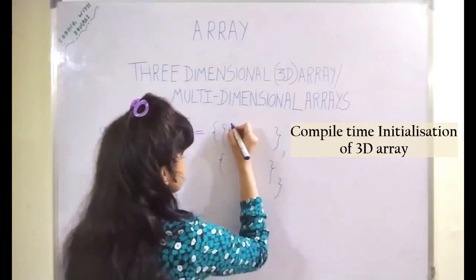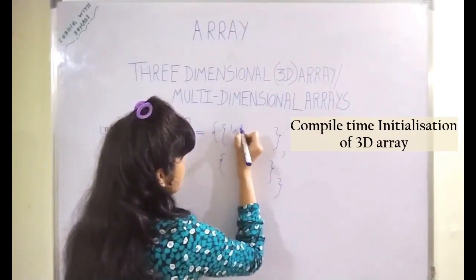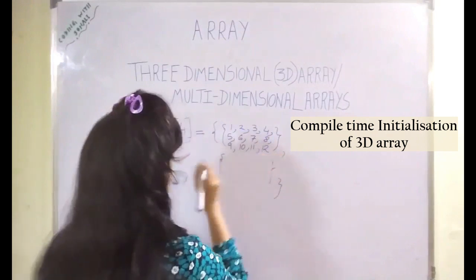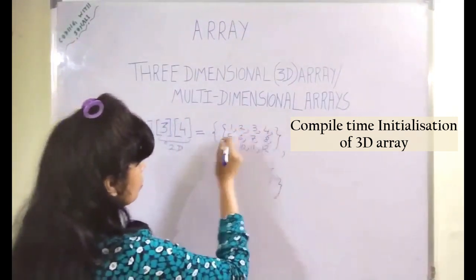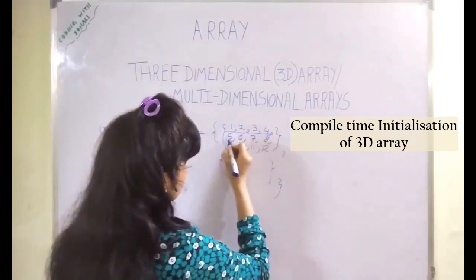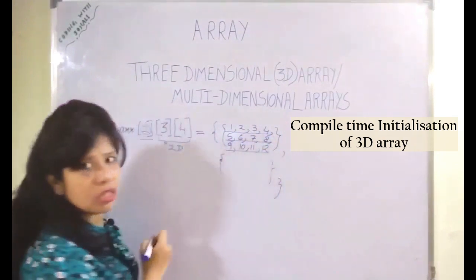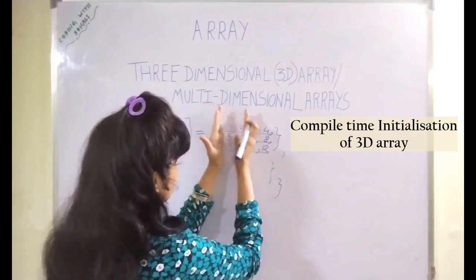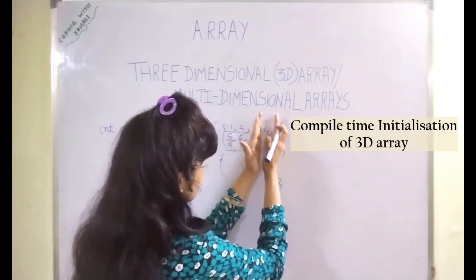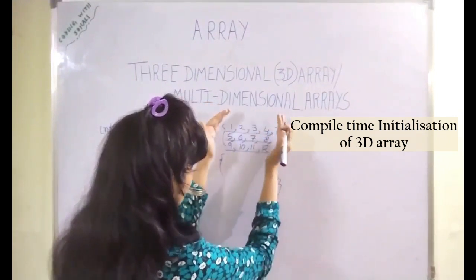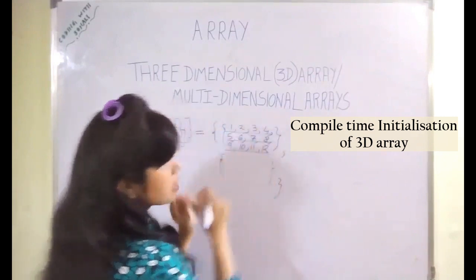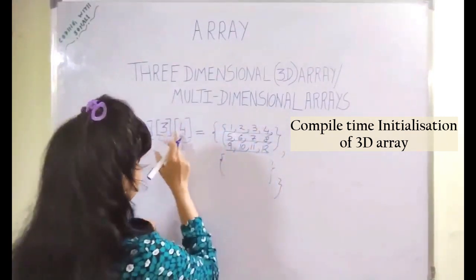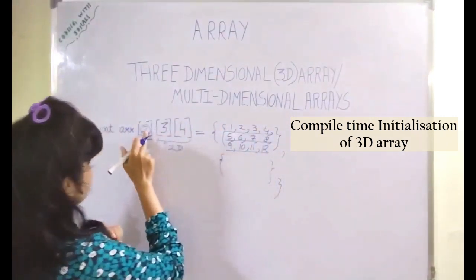You can see here this is 1 row, this is 2 row, and this is your 3 row, right? And 4 columns. So this is 1 column, this is 2 column, this is 3 column, this is 4 column. So this whole portion is a 2D array. Similarly, one more element is there, because we have a total of 2 elements.